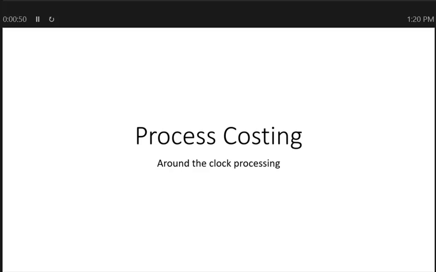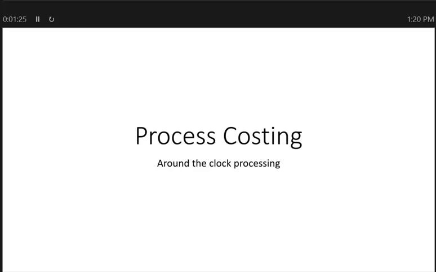This is sometimes one of the most troublesome topics that students encounter. So hopefully we're going to be able to go through it and make sure that it's very clear and demonstrate how we might set it up in an Excel spreadsheet in a second video. But process costing, as you recall, is different than job costing.